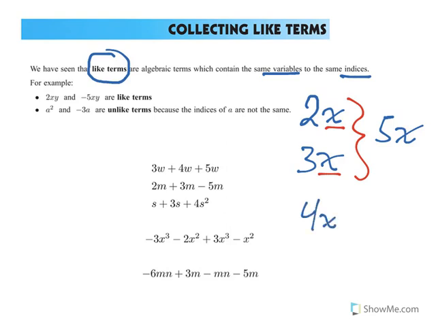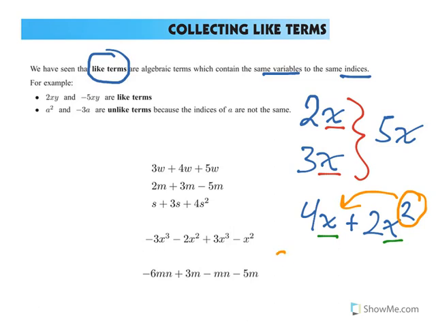4x and plus 2x squared, we cannot combine those. They have the same variable, but you see this little index here? It's different. There's no index here. So we cannot add those together. Let me prove it to you.